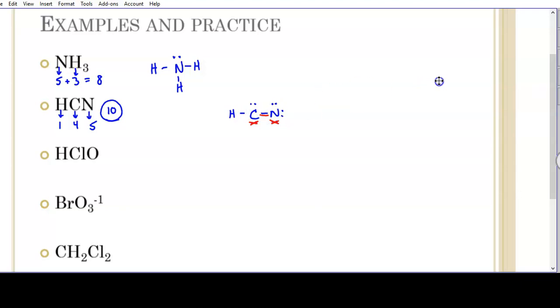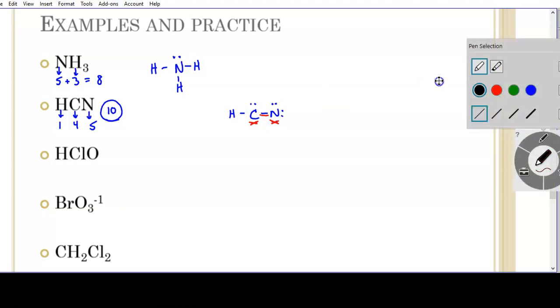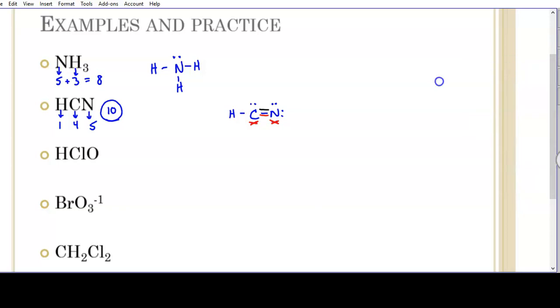I still have too many, so I'm going to share more electrons. So I put the double bond there, and then I'm going to remove 4 more, again, because they're sharing those electrons now. And I count once more, 2, 4, 6, 8, 10, I'm good to go. So my structure should look like this.